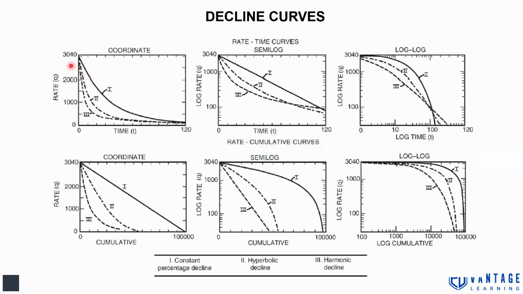So if I draw a plot of rate and time, I'll get these three curves, where the top curve represents constant percentage decline or exponential decline. The bottom curve represents harmonic decline. If you see, all three cases have the same final rates q, but the decline is a bit faster in harmonic, and a bit slower in exponential. That is how we try to see which curve fits the actual production decline happening in the field. Based on that, we choose a particular decline model.